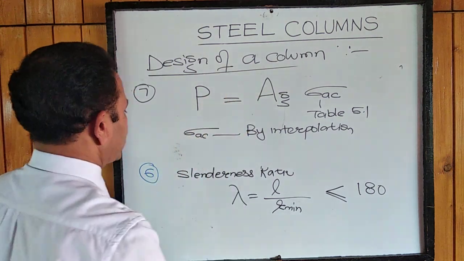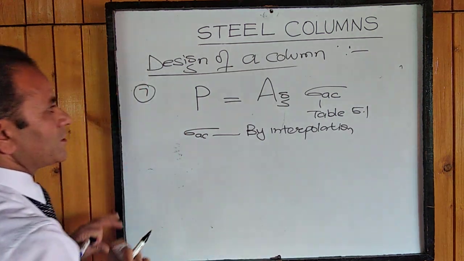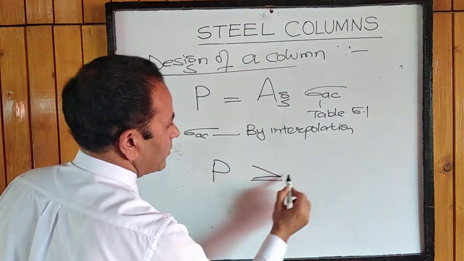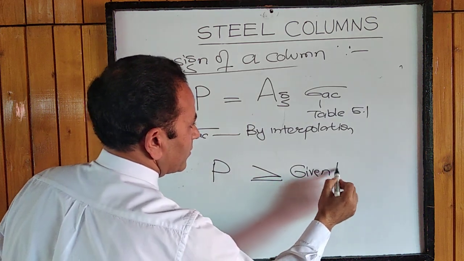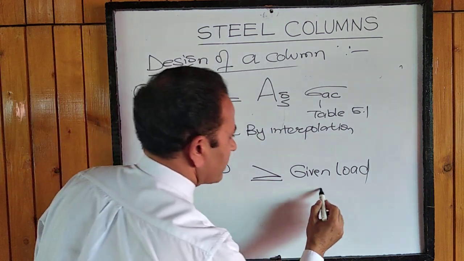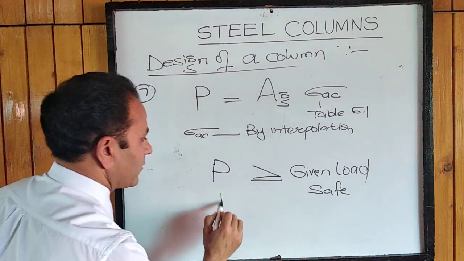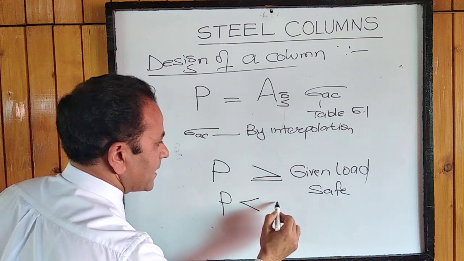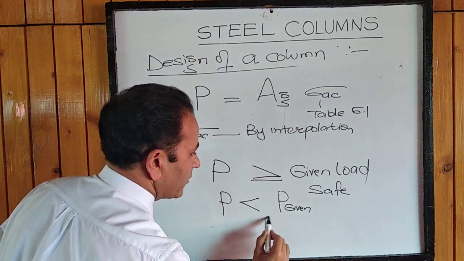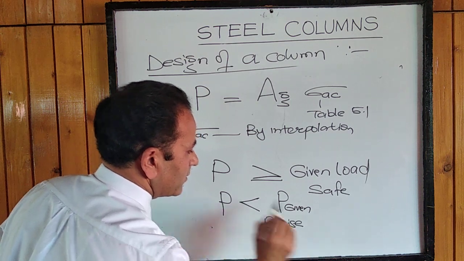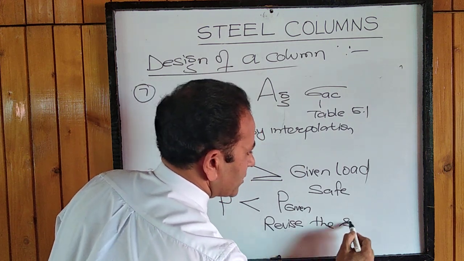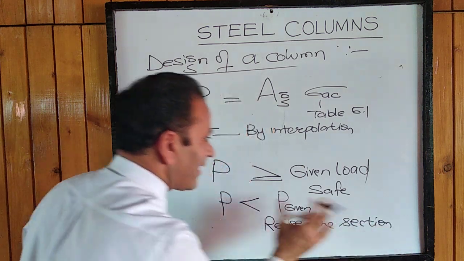Then we go back and see what is the load carrying capacity of this particular section. This load has to be greater than or equal to the given load. If it is so, then our section is safe. If load carrying capacity is less than the load given, then its load carrying capacity is not sufficient, and we'll have to revise the section.